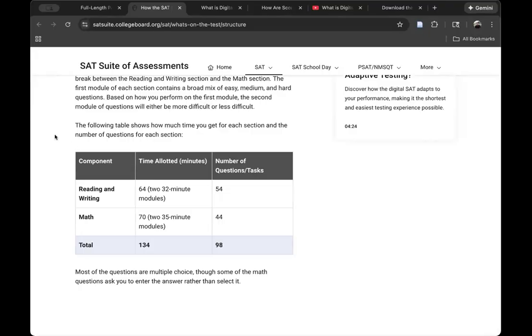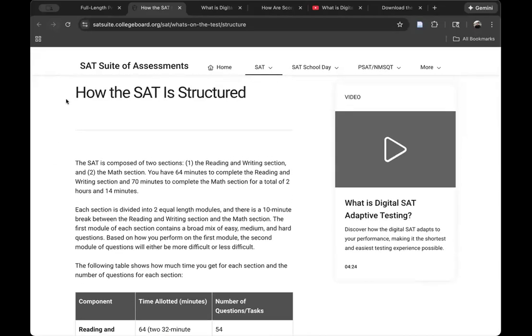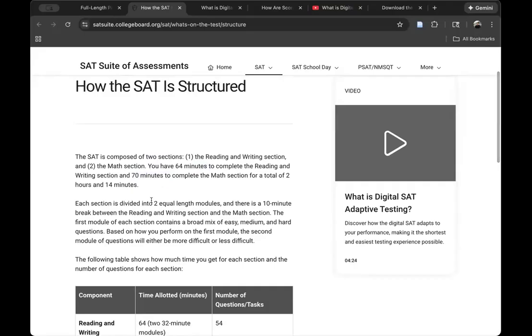So let's talk about the general SAT format for starters. The SAT is composed of two sections, reading and writing, which is a combined section, and the math section. The reading and writing section is 64 minutes, just over an hour. The math section is an hour and 10 minutes exactly. These sections are divided into two modules, and there's also a 10-minute break that they give you between the language arts section, which has the reading and writing, and the math section.